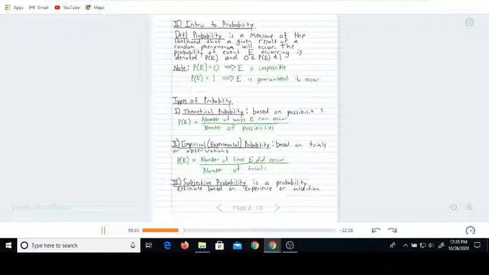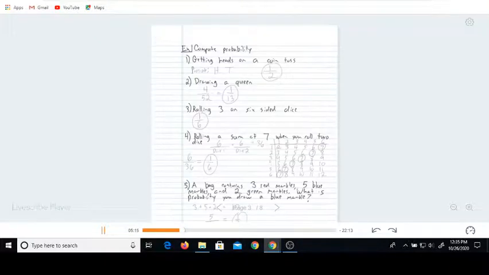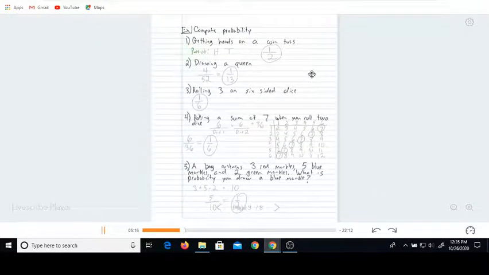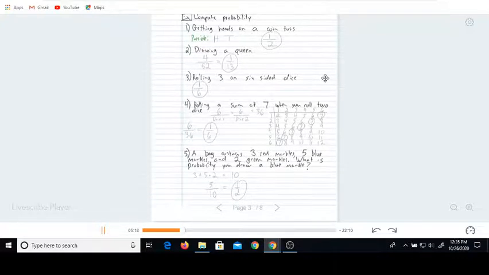But let's go ahead and do some examples. Let's compute the probability, and we'll start simple. Number one is asking, hey, what's the probability of getting heads on a coin toss? Well, there's only two possibilities. So what's possible on a coin toss? Well, you can get heads or you can get tails. There's only two possibilities, and only one of those lines up with heads. So you have a 1/2 chance of getting heads on a coin toss. In other words, 50%.